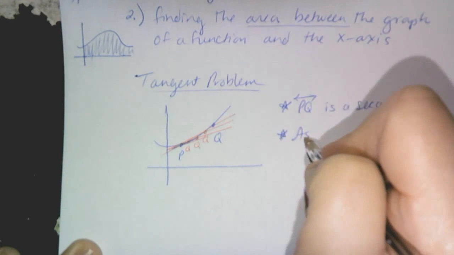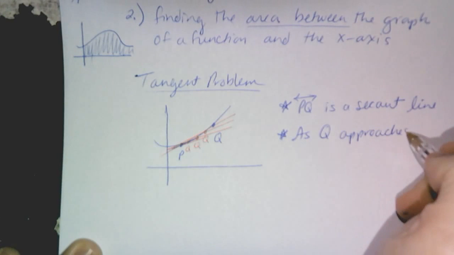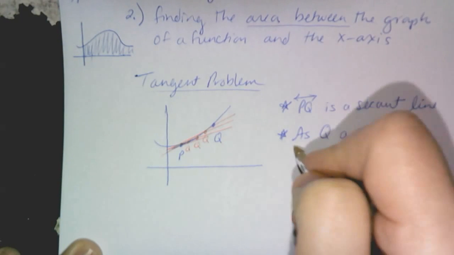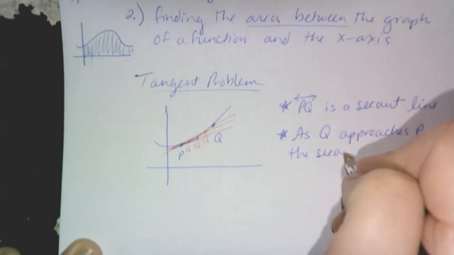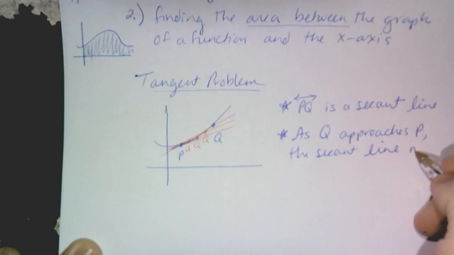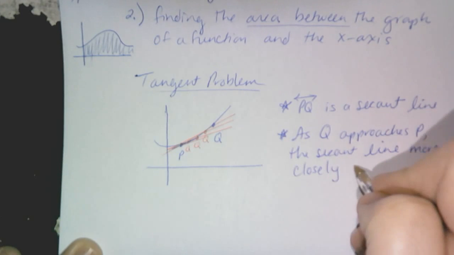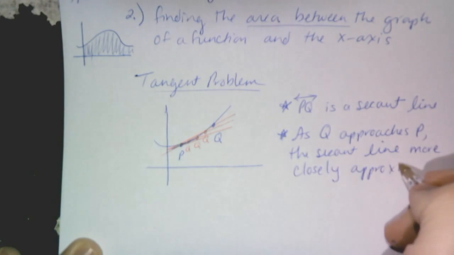So as Q approaches P, the secant line more closely approximates a tangent line.